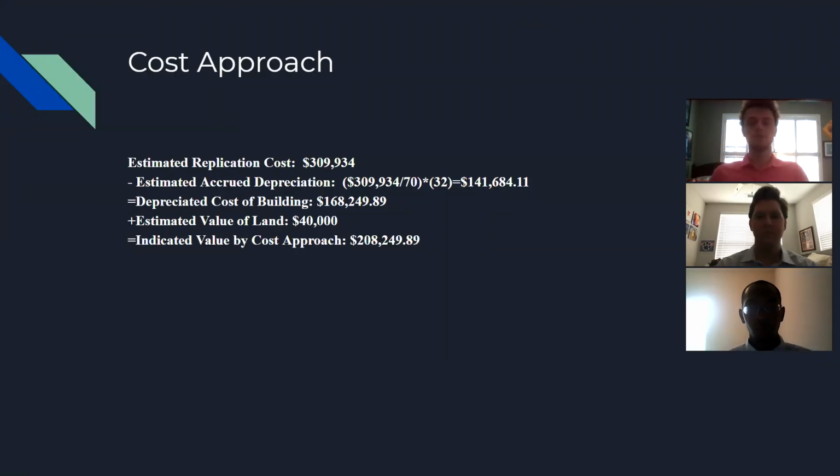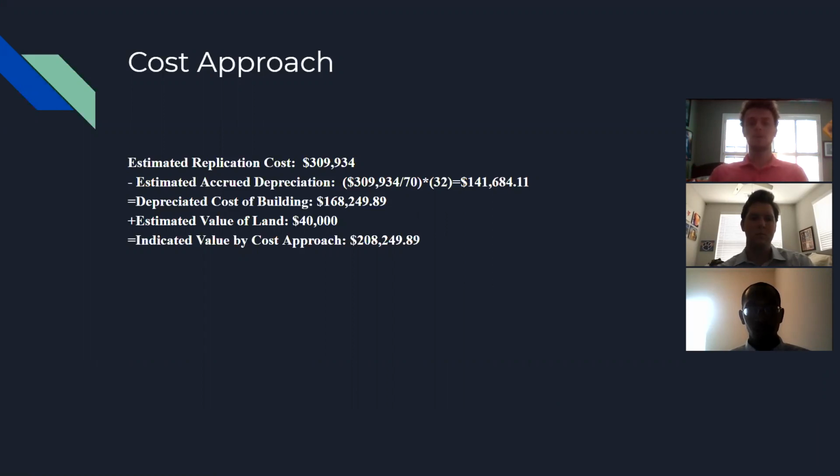So the first approach we did to determine the value of the home was the cost approach. With the cost approach, we found the estimated replication cost, so the cost that it would be to rebuild or replicate the house using current materials and labor. We found that using a cost estimator website and entered in all the features of the house. And then from that, we subtracted our estimated accrued depreciation.